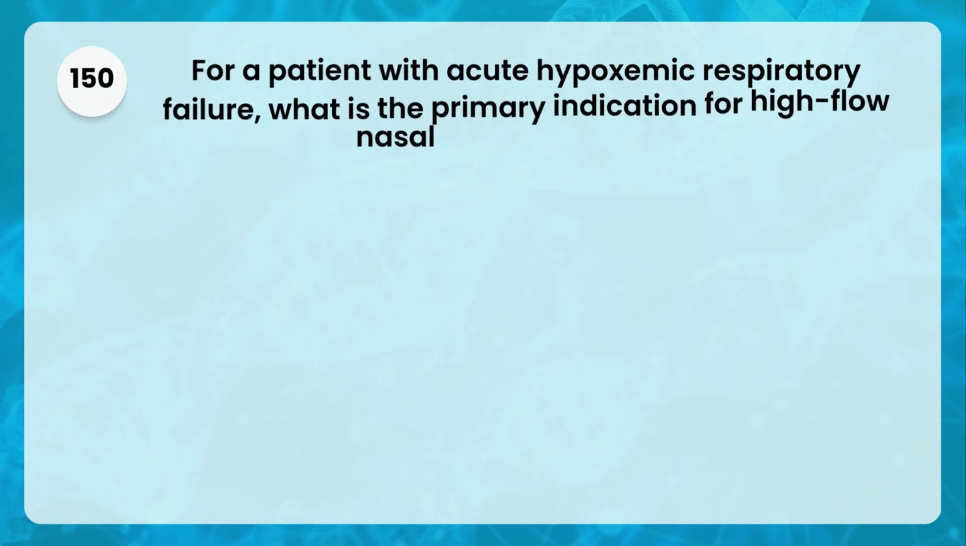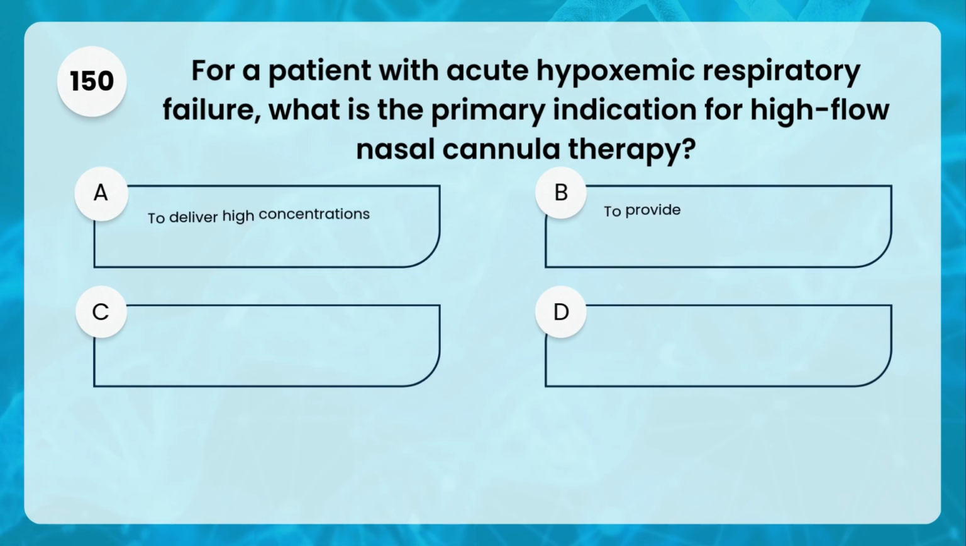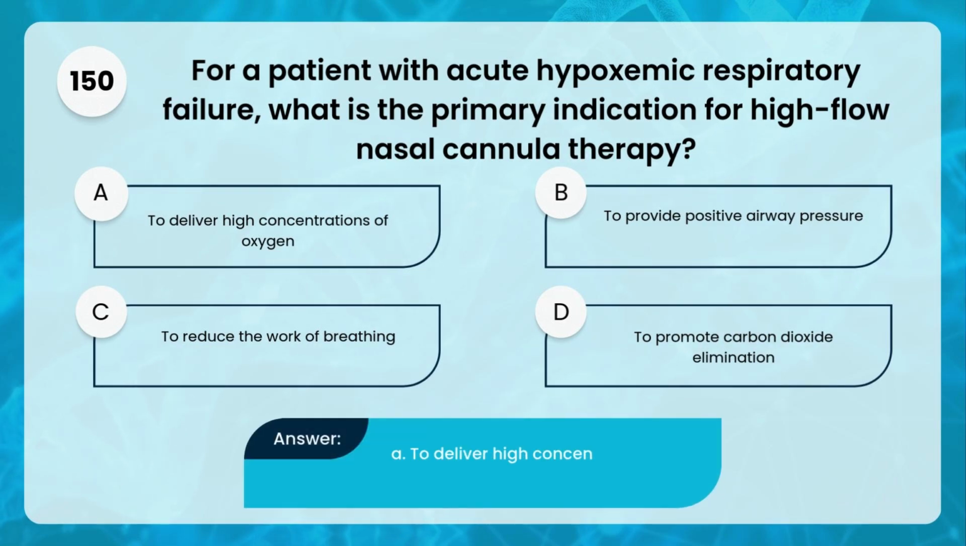150. For a patient with acute hypoxemic respiratory failure, what is the primary indication for high-flow nasal cannula therapy? A. To deliver high concentrations of oxygen. B. To provide positive airway pressure. C. To reduce the work of breathing. Or D. To promote carbon dioxide elimination. The answer is A. To deliver high concentrations of oxygen.